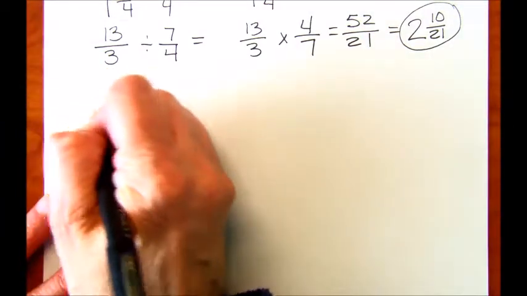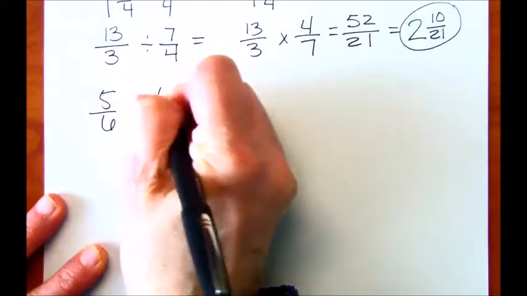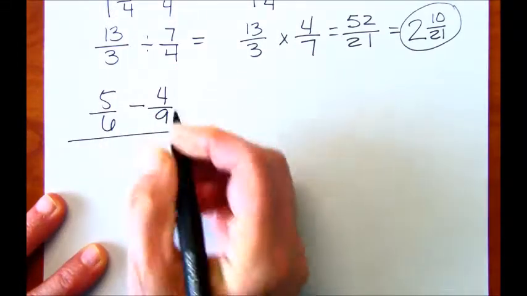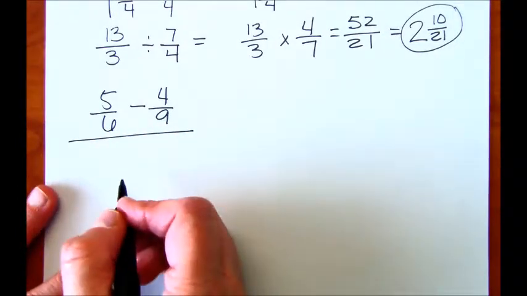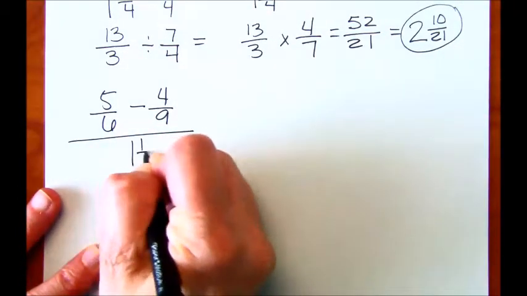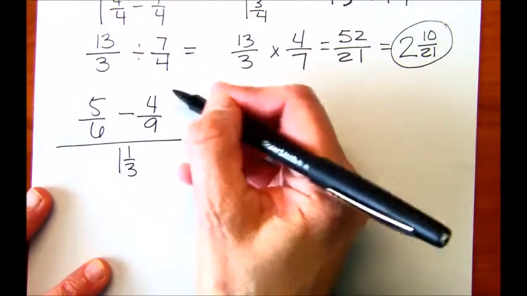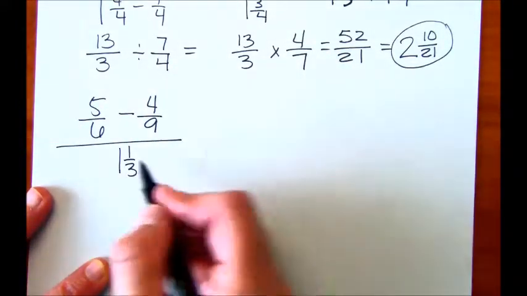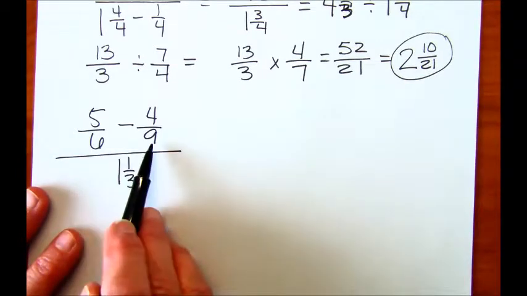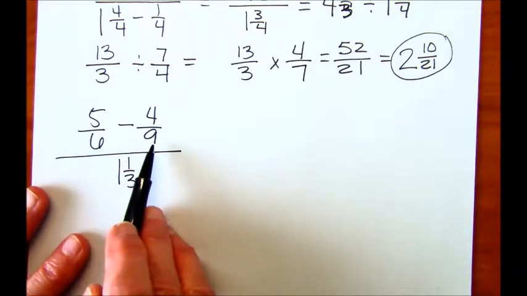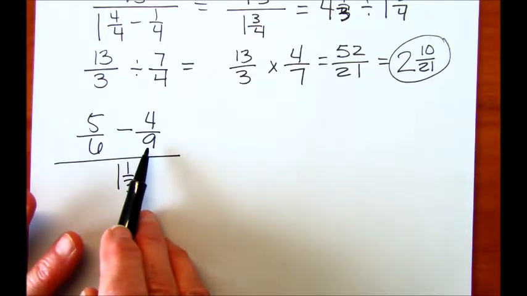Let's say we have 5/6 minus 4/9, and the denominator is not going to be an addition or subtraction problem. Instead, it's just going to be a mixed number, something like that. So again, this is the numerator, everything on top, and then this is the denominator. Notice in here we do have to have a common denominator. 6 doesn't go into 9, but 6 and 9 have a common denominator of 18.